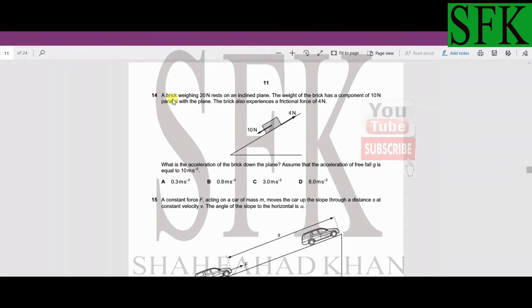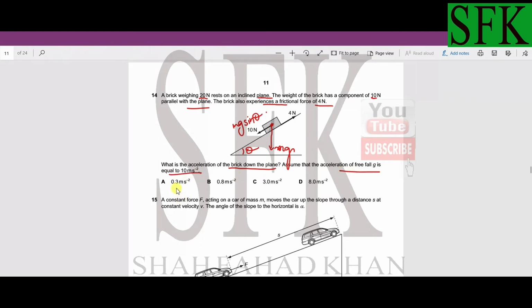Question 40, inclined plane. A brick weighing 20 Newton rests on an inclined plane. It's resting, so it's in equilibrium. The weight of the brick has a component of 10 Newton parallel to the plane. If we take a step back and review our theory, the weight acts downwards, mg. The component of weight parallel to the plane is mg sine theta, and mg sine theta equals 10 Newton, where theta represents this angle. Now the brick also experiences a frictional force of 4 Newton. What is the acceleration of the brick down the plane? Assume the acceleration of free fall to be 10 meters per second squared.